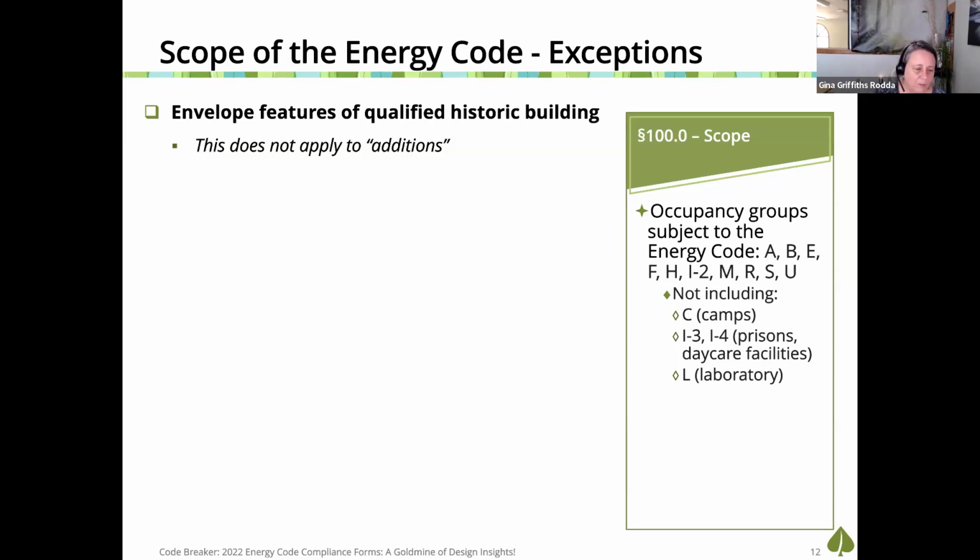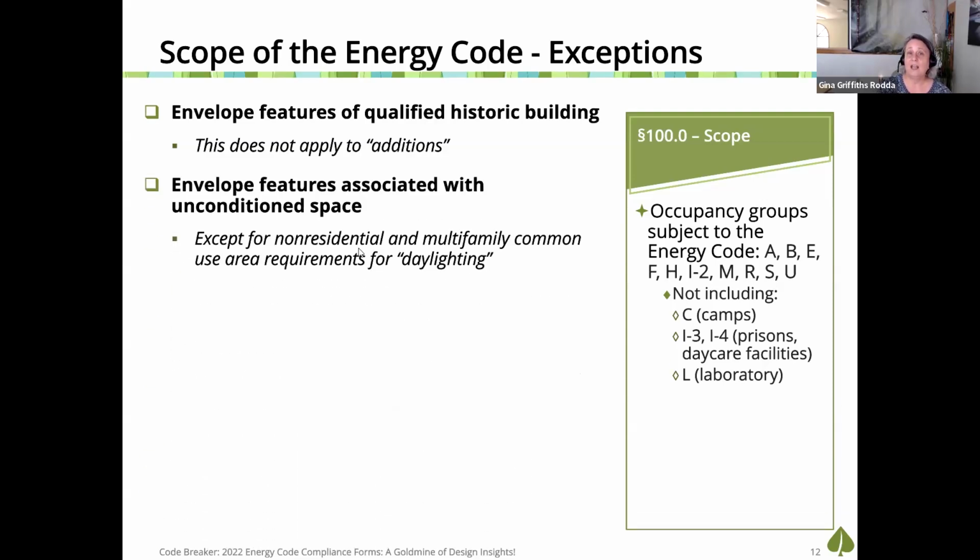So we have a building built in 1910. It's a qualified historic building. It's a brick facade with single pane wood windows. I'm going to be making some changes to that building. So that's an alteration. It would be a trigger to the energy code. But because of this exception, the envelope features of that brick, of those single paned wood windows, would not have to meet current code, because within the scope section of the energy code, it is considered exempt. It does not have to meet the requirements.